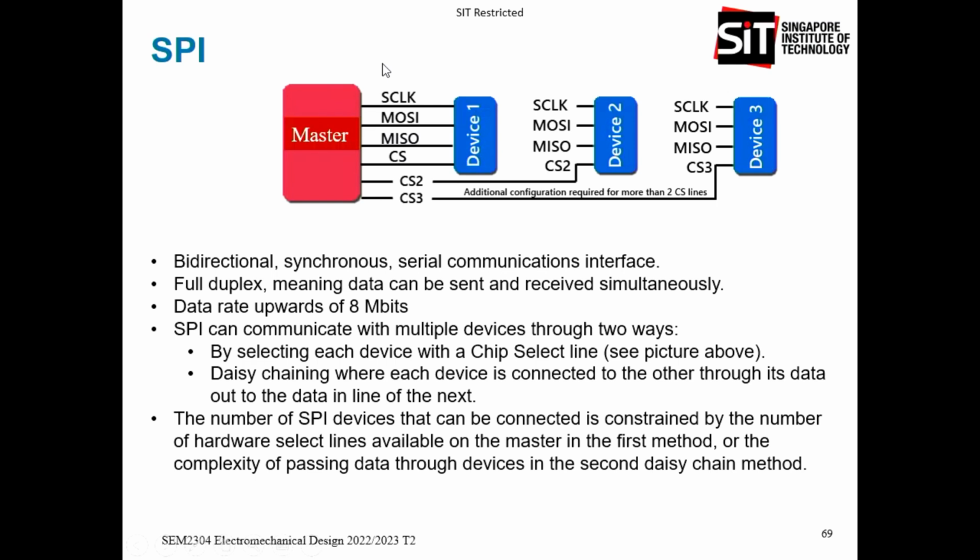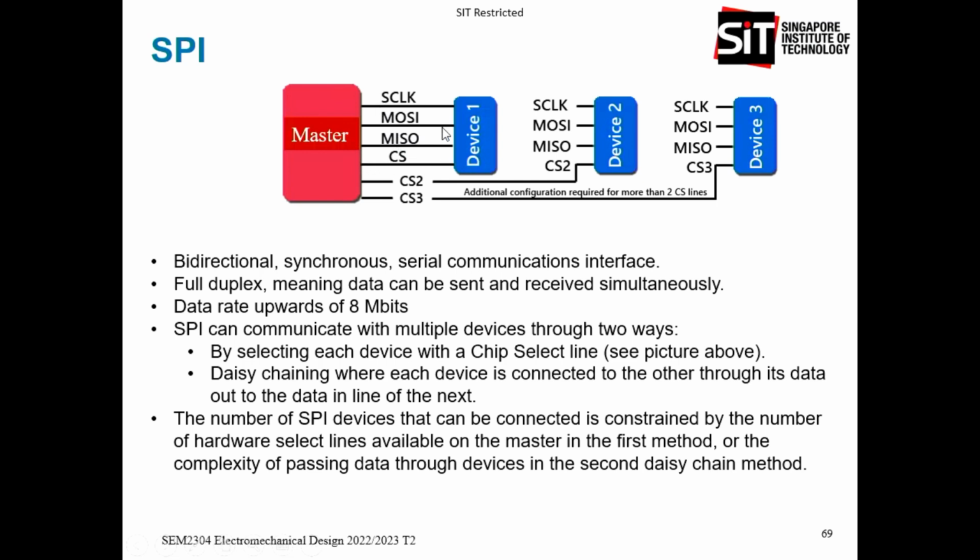But for SPI, we can do full duplex. And how is this done? We have a clock signal, and then we have MOSI and MISO. So one is input, one is output. These two are the data lines, and this is the clock. And we have a chip select.